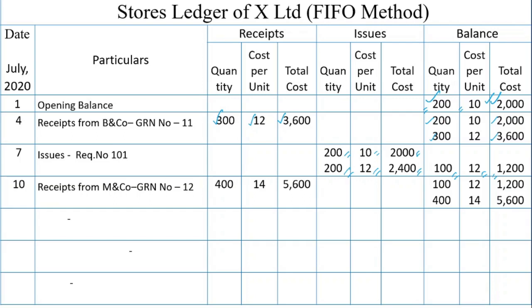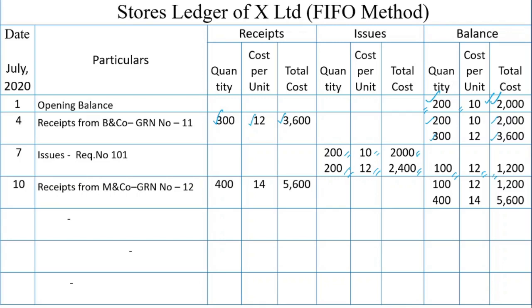This stock is not going to be clubbed together because we are following the first in first out method. Because of this method, we are not supposed to combine the different stocks because they have different prices. And also we need to issue the first purchased or first received material first.